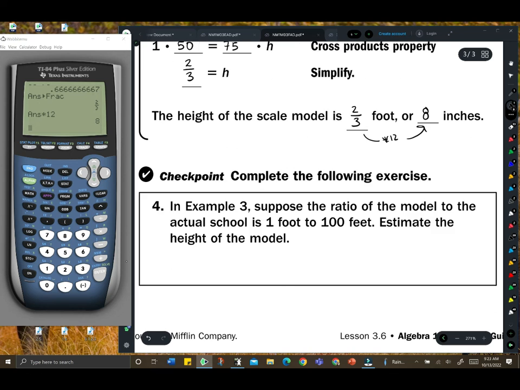Let's look at this next example, our last one here. Suppose the ratio of the model to the actual school is 1 foot to 100. So we have 1 over 100 this time, equals the height we want to know for our model, over 50, since the school is still 50 feet tall. Cross multiplying, 100h is equal to 50. Divide by 100. The height then is 1/2 foot, or 6 inches.